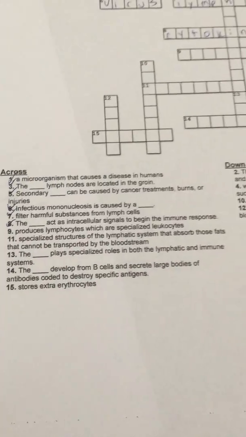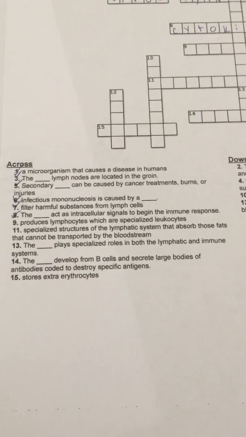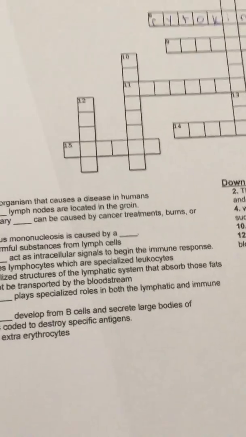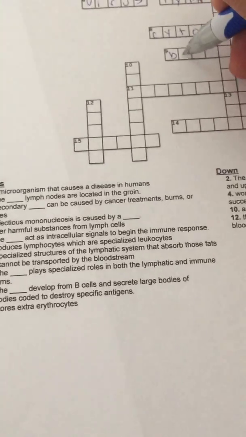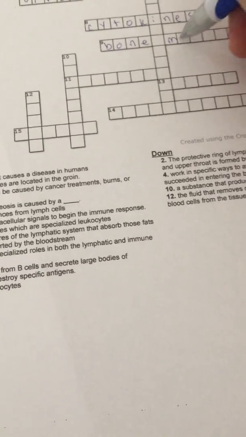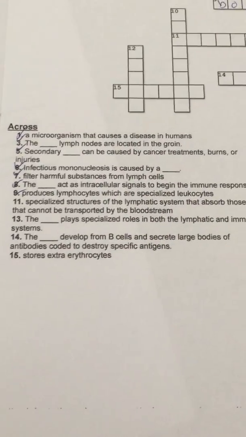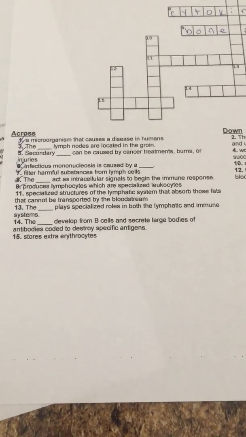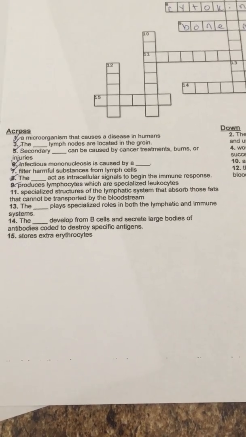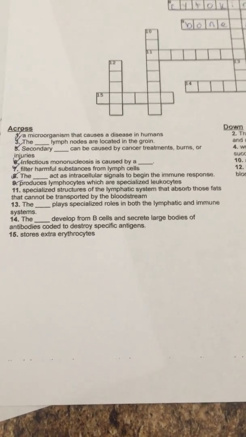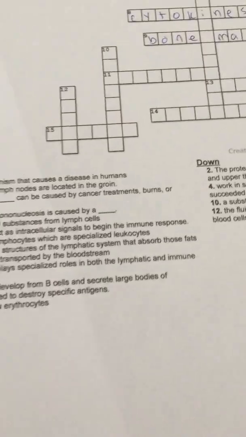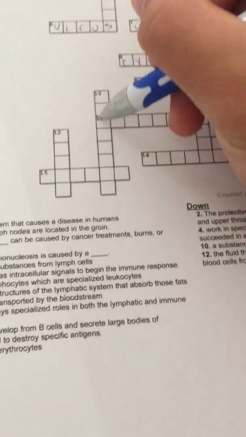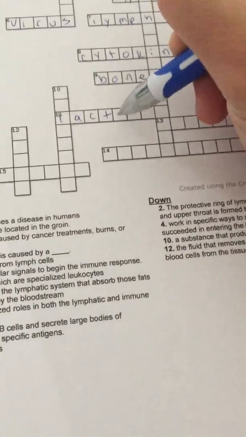Number 9. Produces lymphocytes, which are specialized leukocytes. The answer to number 9 is bone marrow. Again, see that I left the space there. All right, number 11. Specialized structures of the lymphatic system that absorb those fats that cannot be transported by the bloodstream. So number 11 would be lacteals. So we're going to put that here.